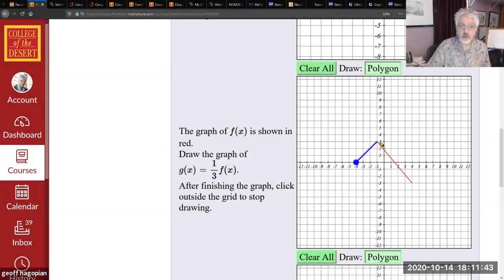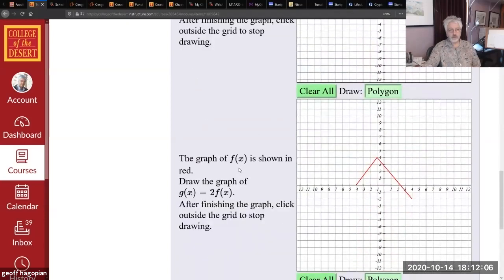So this point that was here at negative 1, 3 is now at negative 1, 1, right? 1/3 of the y coordinate. And this point here that was at 4, negative 3 is now at 4, negative 1. And we are done, right? That's all it is. It's just that one compression. Notice it's a different shape now, right? So the expansion and compression actually changes the shape.